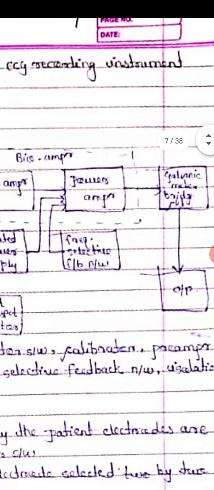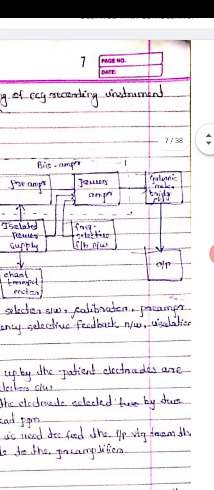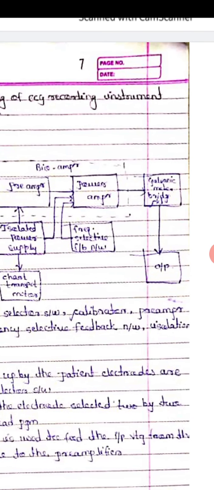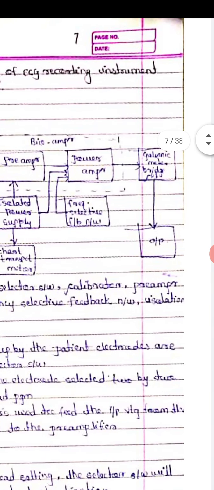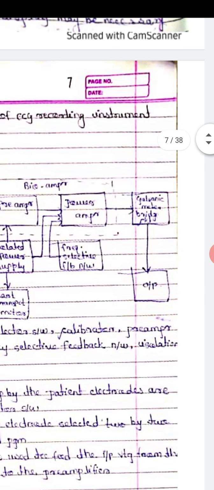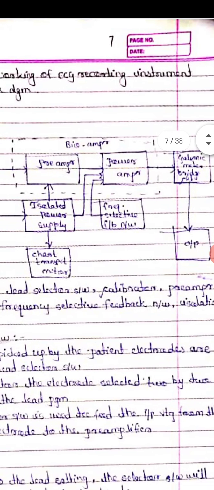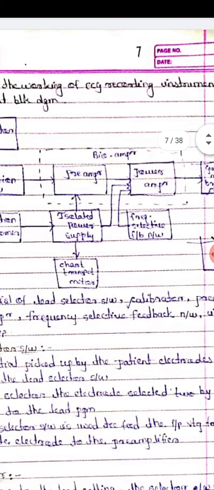The power amplifier output is a single-ended output, and this output is given to the pen drive or pen arm of the motor. Using this pen arm we can get the graphical representation on the paper, and that power is supplied by the power amplifier. The next one is the isolated power supply unit.